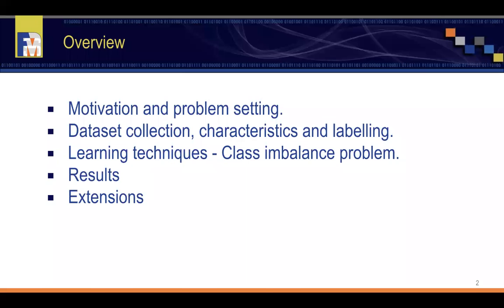I'll first give an overview of this talk. I'll start with a brief overview of the motivation for this work and then talk about the problem setting, the data set collected, the characteristics of the data set collected, and the labeling process performed. I'll then talk about a class of learning techniques catered to the class imbalance problem. I'll then present a few of the results obtained and conclude my talk with a few extensions to this work.